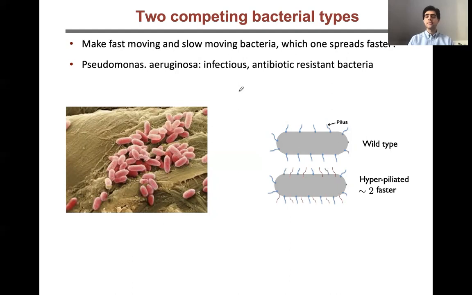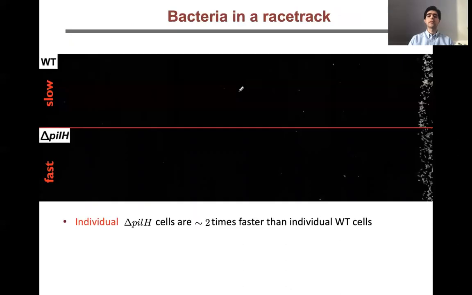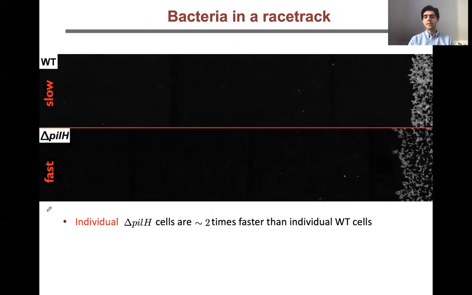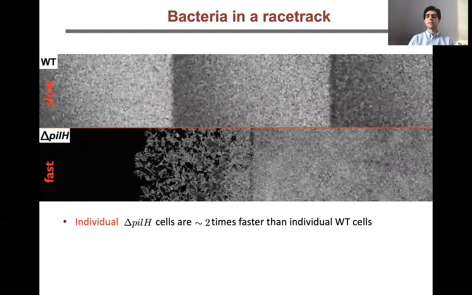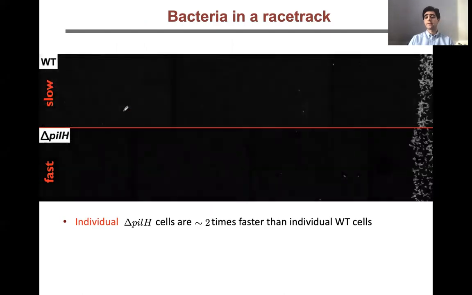Now we ask if this individually faster movement gives any advantage in terms of collective invasion. And to do that, we culture the bacteria in a racetrack. So we have here this wild type, individually slow moving, and on the bottom we have the fast moving one. What happens is quite amazing. As the race begins, initially the fast one takes over, but after a while, the slow one is actually the one that is winning the race.